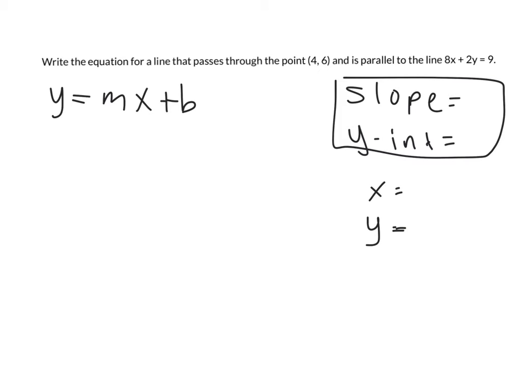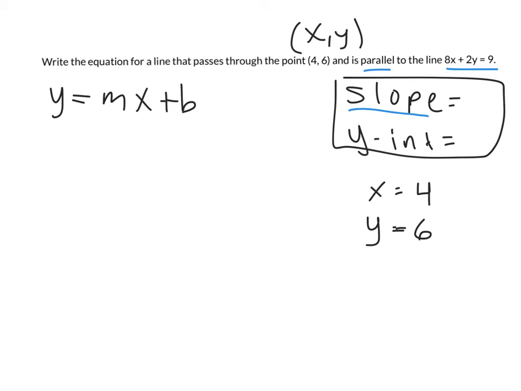Write an equation for a line that passes through the point 4, 6. Well, 4, 6 is an x and a y coordinate. Let's just jot those down in case we need them. X is 4, y is 6, because this is written in x, y. And is parallel to the line 8x plus 2y equals 9. Well, we know that we're going to get a slope here, right? Our slope is going to come from a parallel line here.